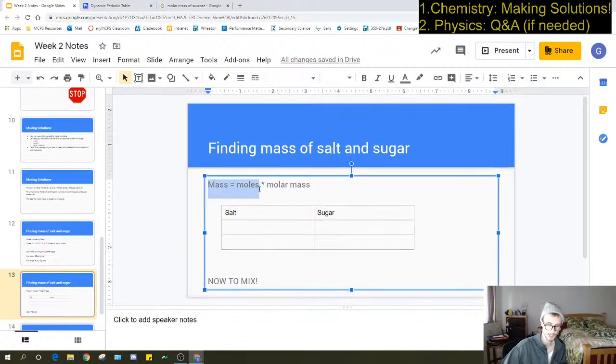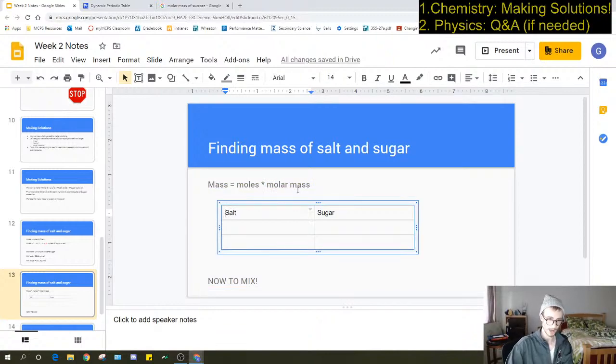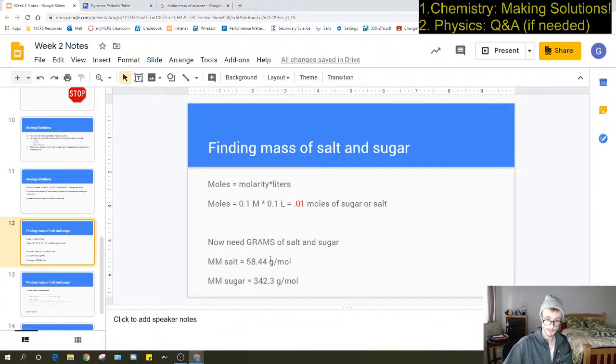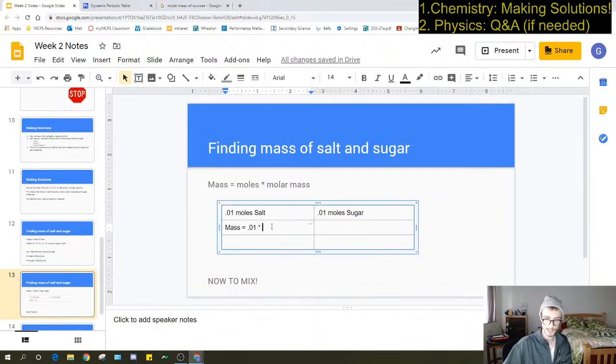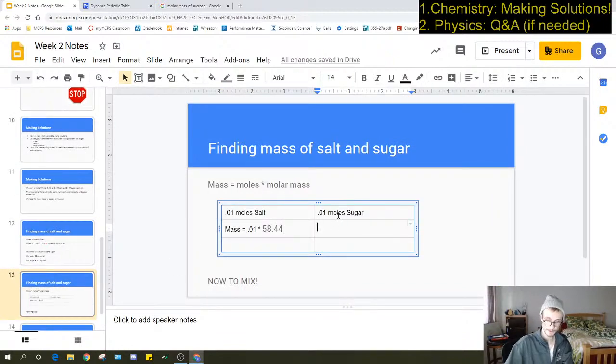So remember, the mass is equal to the moles times the molar mass. So if I need 0.01 moles of salt, and then I also need 0.01 moles of sugar, then the mass is going to equal 0.01 times the molar mass. So we look back up, the molar mass of salt is 58.44, so I'll just copy and paste. So those two numbers multiply together, and then here we're going to have mass equals 0.01 times, but this time for sugar.